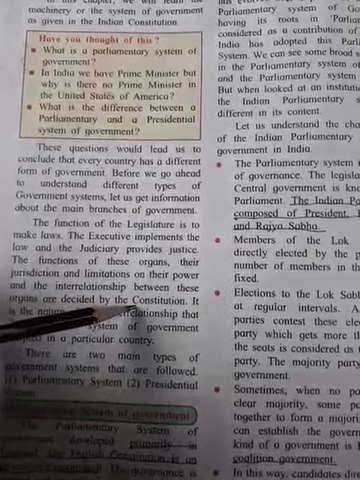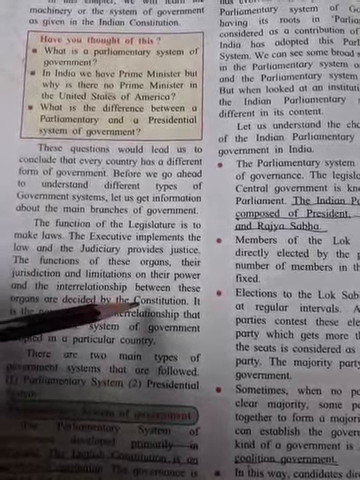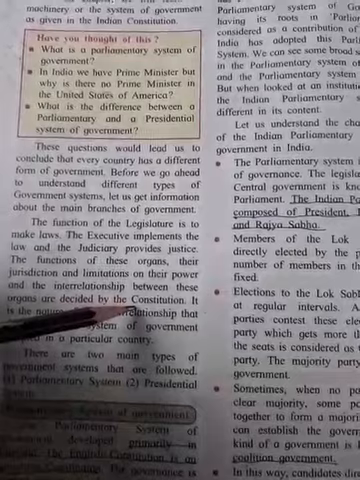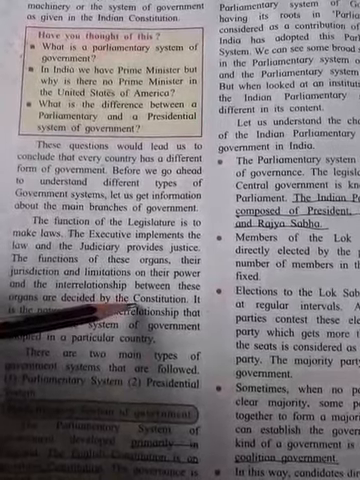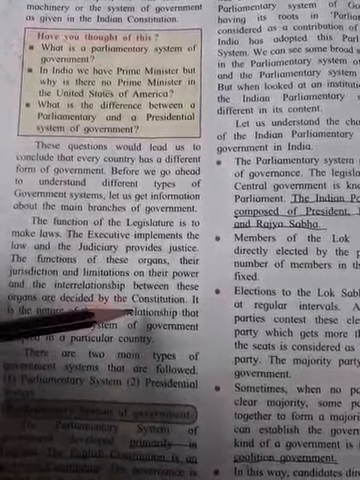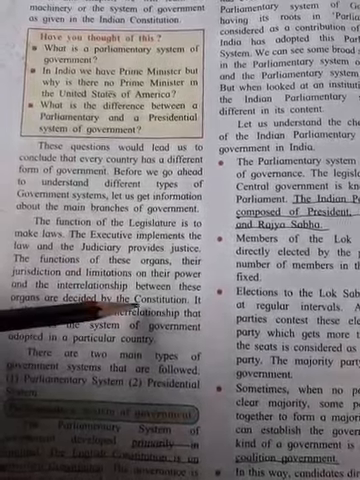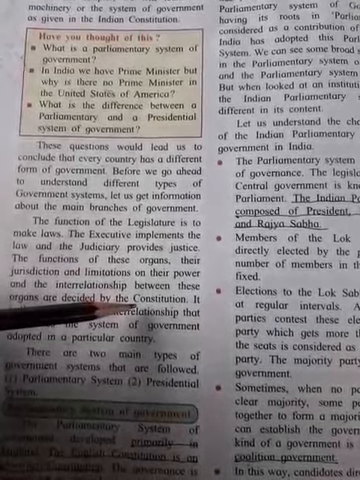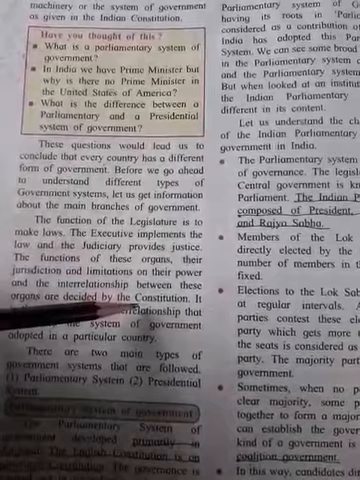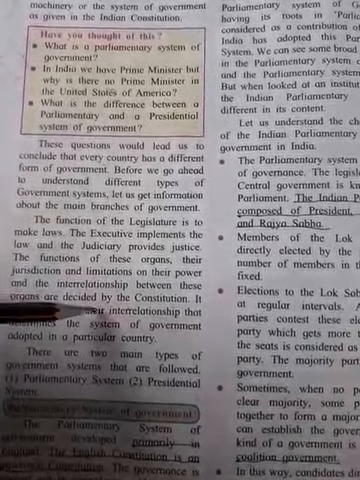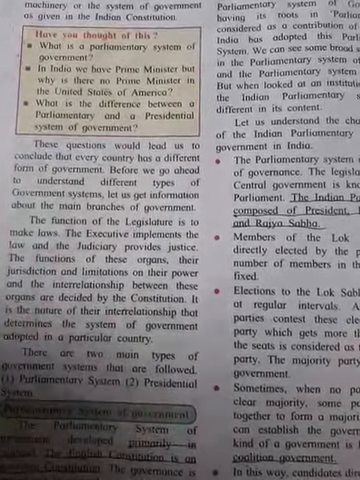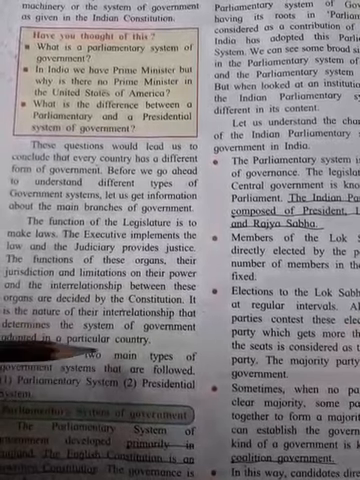And this Constitution is a book. In the last class, in the 7th standard, we learned about the Constitution, and they need to take the help of the laws that were made by the Constitution. It is the nature of the interrelationship that determines the system of government adopted in a particular country.